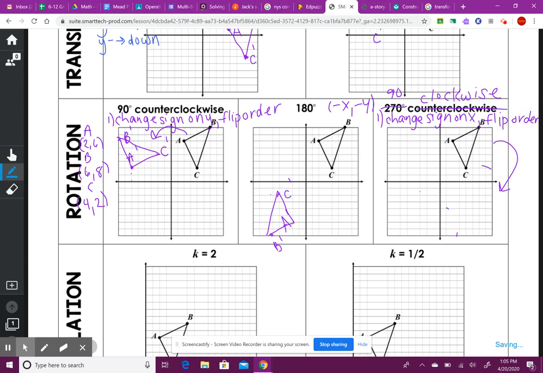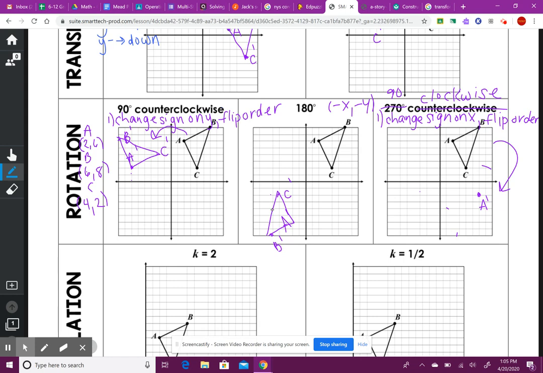Okay, so if we look at our original (2, 6) for A, now it's going to be (-2, 6). If I were to flip the order, it should be (6, -2). So 1, 2, 3, 4, 5, 6, and -2. Here is the new A.